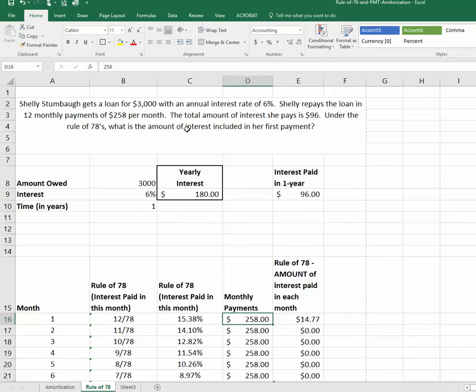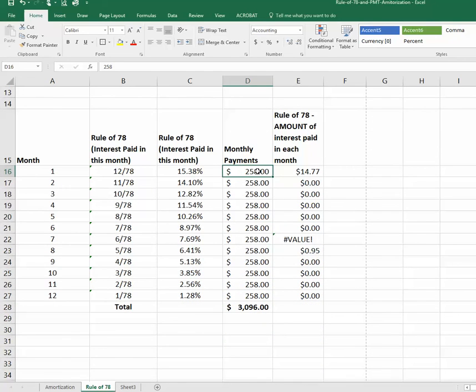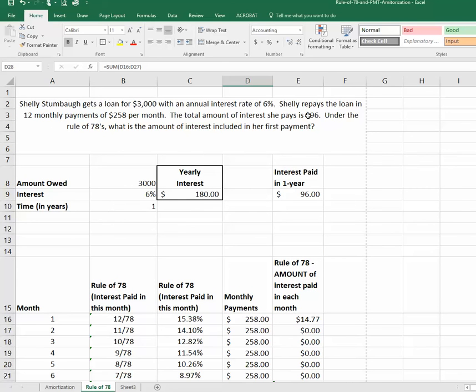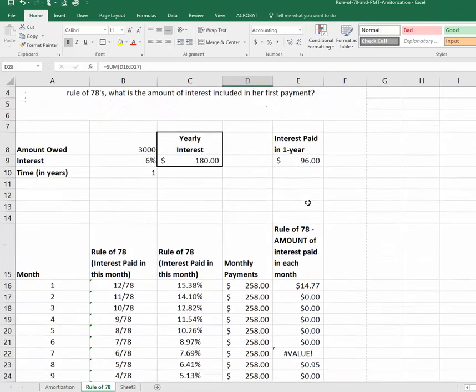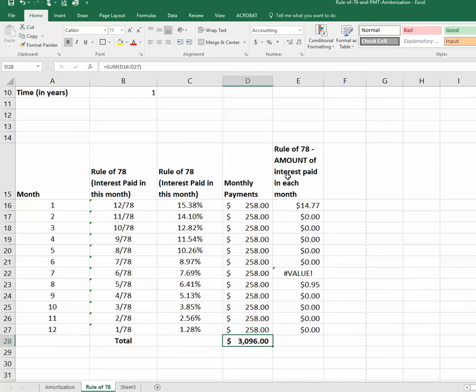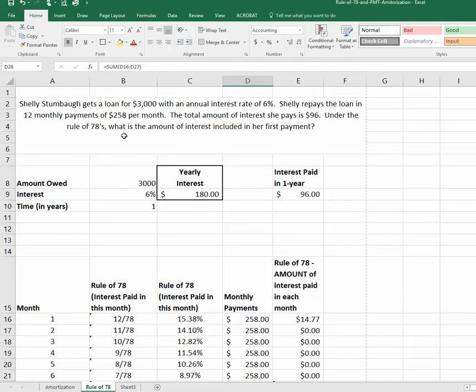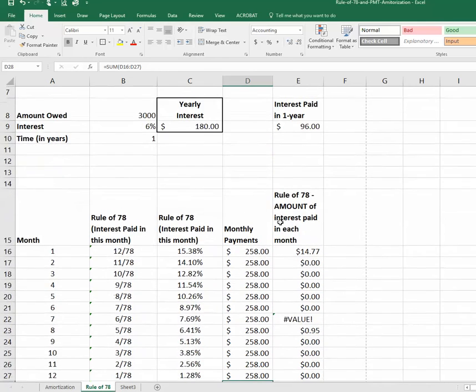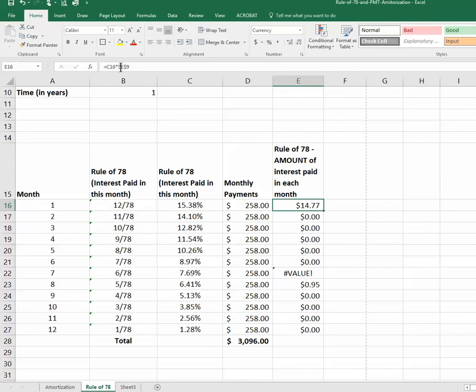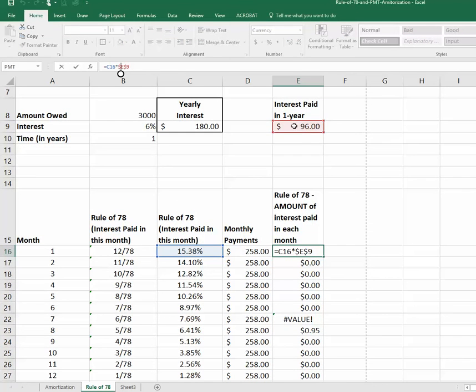Our problem told us that we were paying $258 each month. So there we are each month. And sure enough, if I added all that together, I would end up with $3,096. And according to our word problem, that $96 is exactly how much I paid in interest. Okay, we're just getting familiar with the situation, right? So what they want to know is, let me go back up here. Under the rule of 78, what is the amount of interest included in her first payment? Well, I did this mathematically here. Here's the interest, the $96 they told us they paid, times what we figured out with the rule of 78, which was simply 12 divided by 78, so 15.38%, times that interest. And that gives us this value.